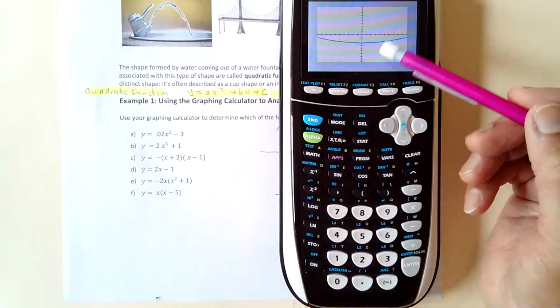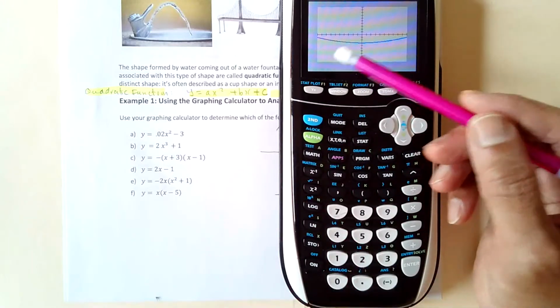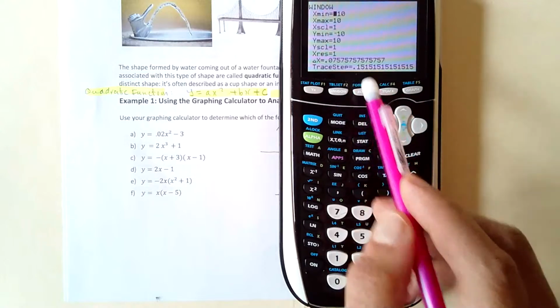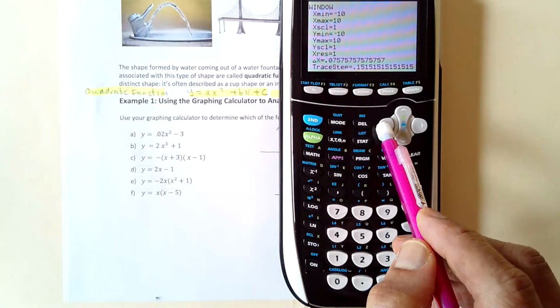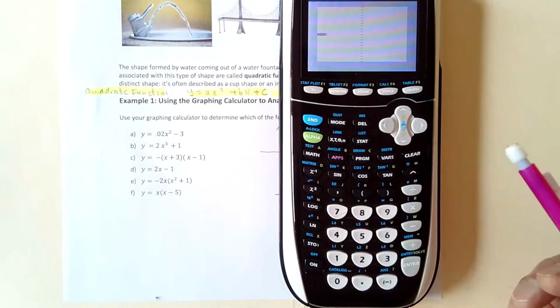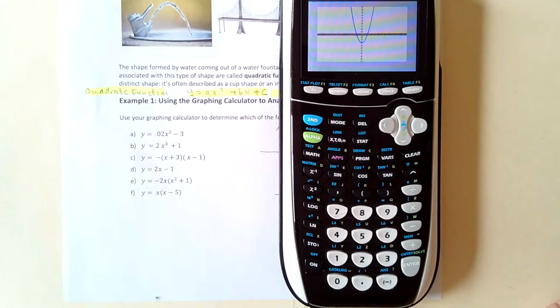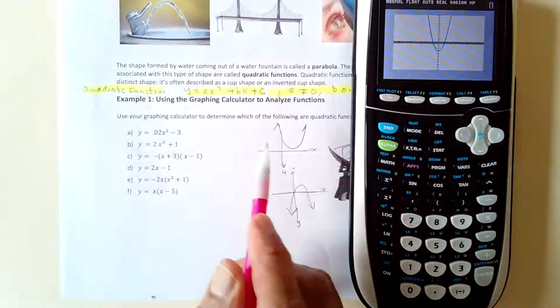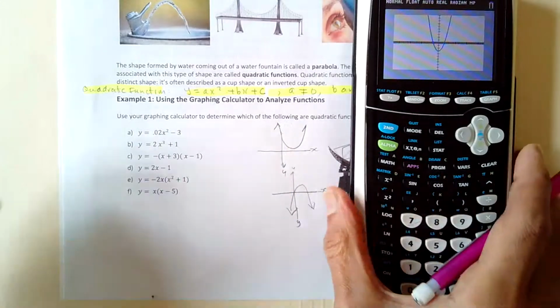Notice that one, it is going up, but you probably can't see it so well. So you may have to adjust your window. I may want to make this negative maybe 100, and maybe this positive 100. There you can see. So this is a quadratic because it has that shape.